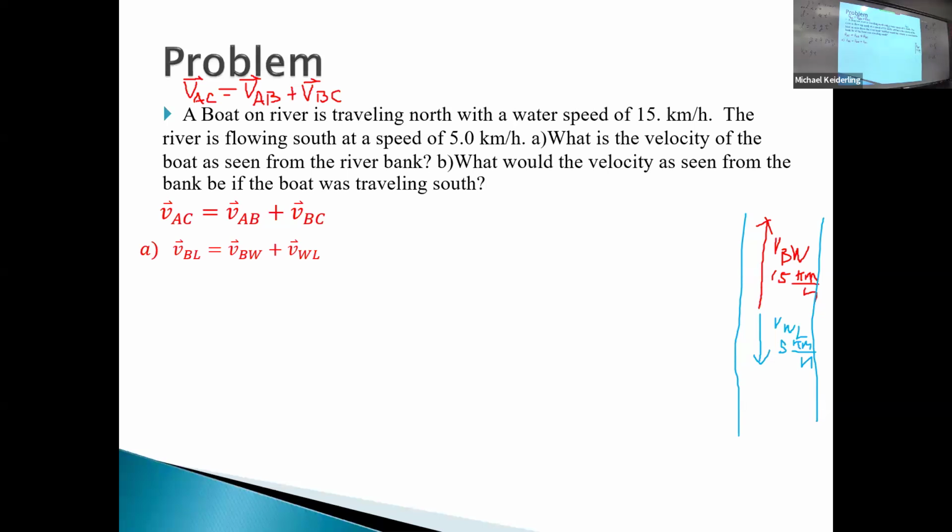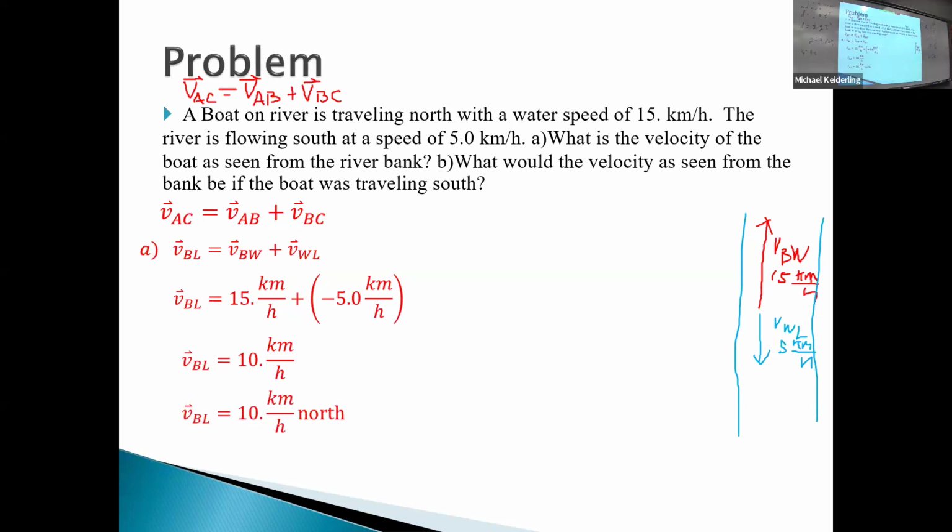Now, the important thing here is that you need to keep your signs straight. So we're going to say north is positive. Then the velocity of the boat with respect to the water is positive 15 kilometers per hour. The velocity of the water with respect to the land, because it's to the south, is negative 5 kilometers per hour. If we add those together, we get 10 kilometers per hour. Because they're in opposite directions, you get less speed. So the velocity of the boat with respect to the land is 10 kilometers per hour to the north.